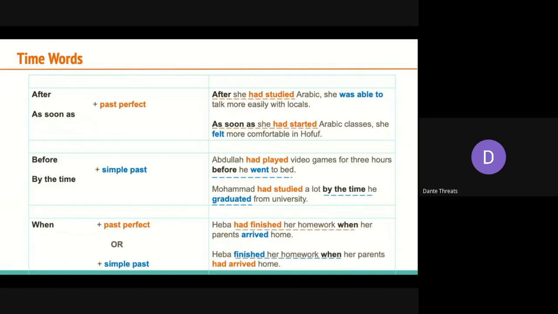Okay. When plus past perfect or the simple past. So Hiba had finished her homework when her parents arrived home. Or Hiba had finished her homework when her parents had arrived home.